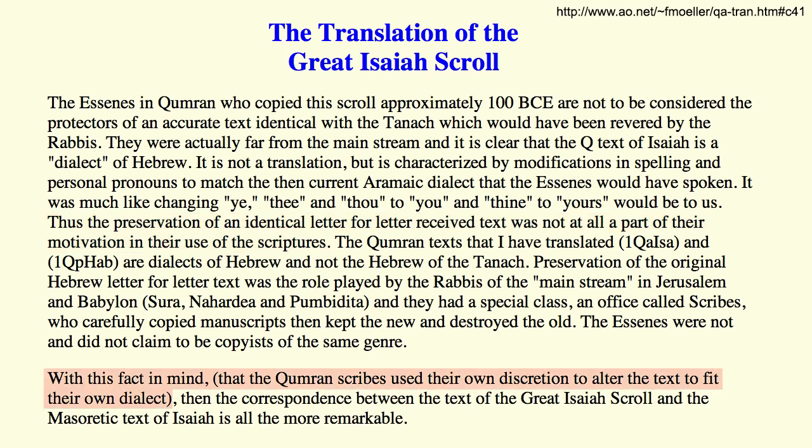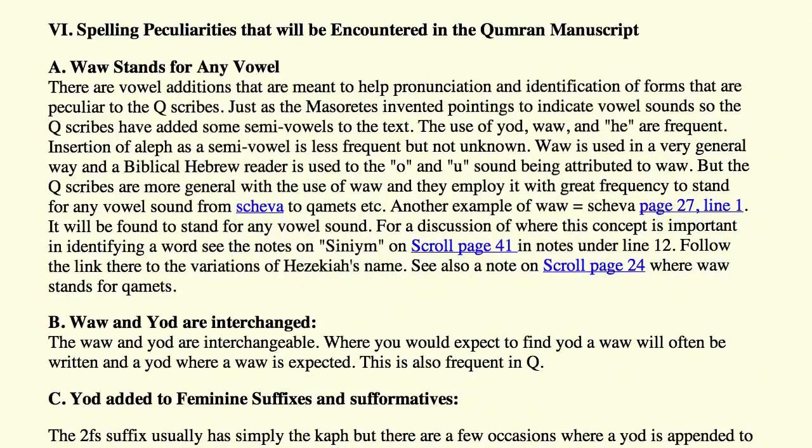Let's go down to here. It says, with this fact in mind, the Qumran scribes used their own discretion to alter the text to fit their own dialect. So although the Dead Sea Scrolls was a great discovery, it's still not a reliable source for the ancient pronunciation of Hebrew words. Here's an example of what I mean. Remember earlier, I said that the wa, when used as a vowel letter, can produce more than just the U and the O sound? Watch this.